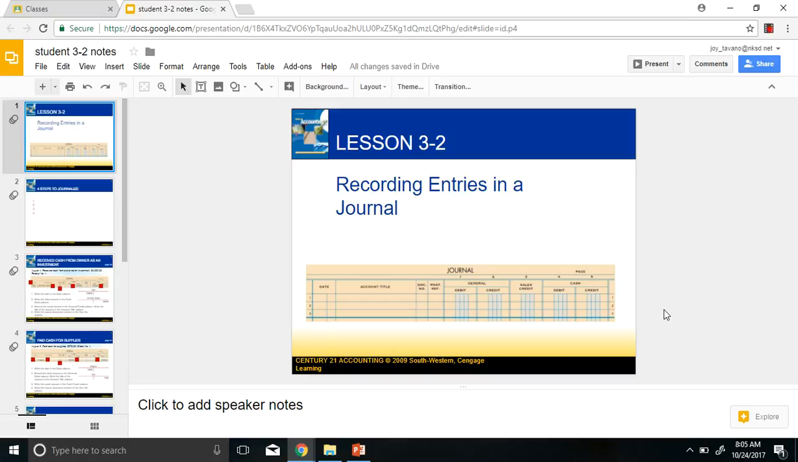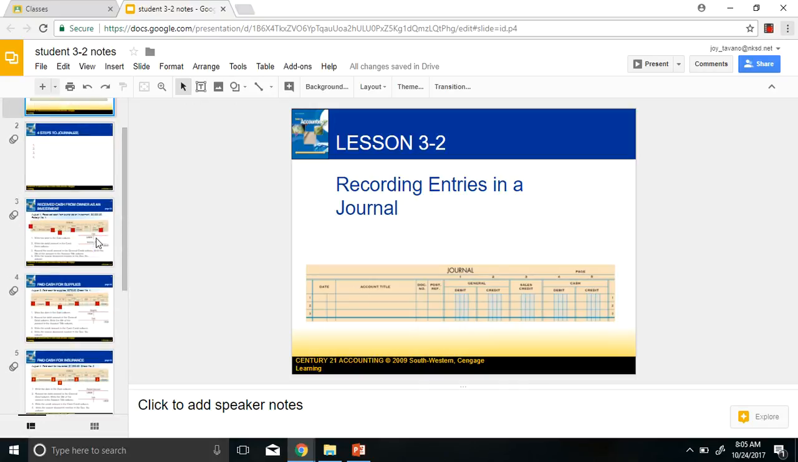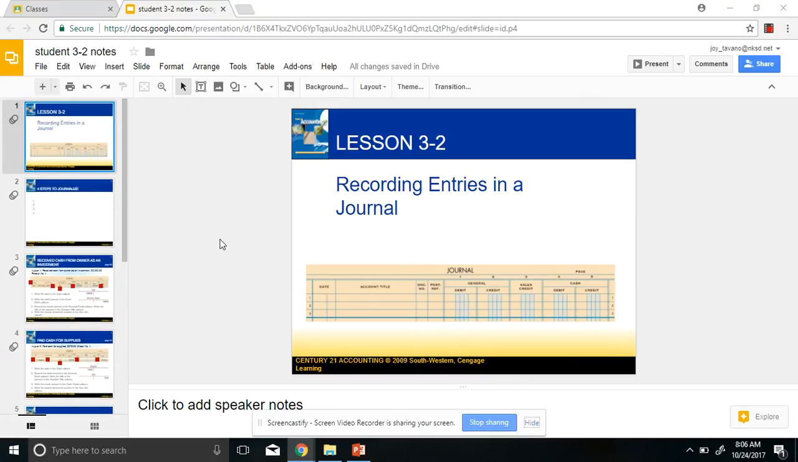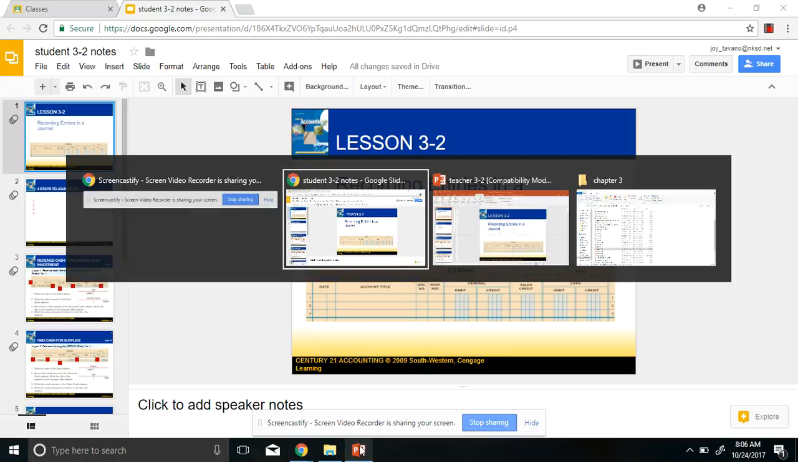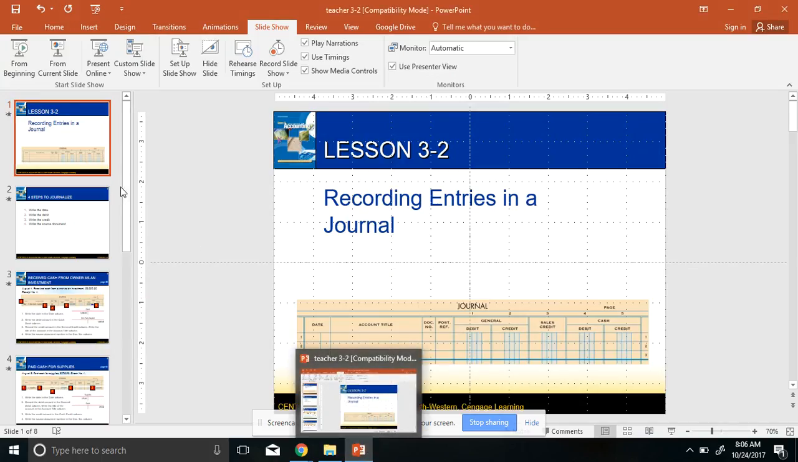Here are the notes for lesson 3-2. Make sure that you grab the student copy from Google Classroom. There's 8 slides. We should be able to go through them pretty quickly. I'm going to present from PowerPoint just to keep the slides consistent.